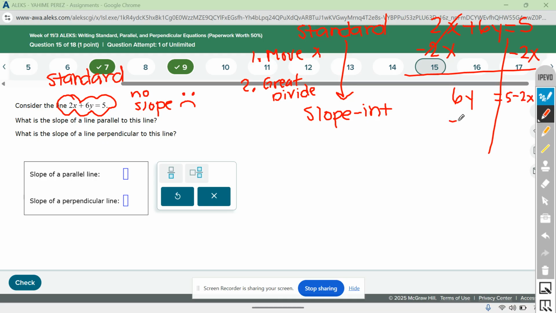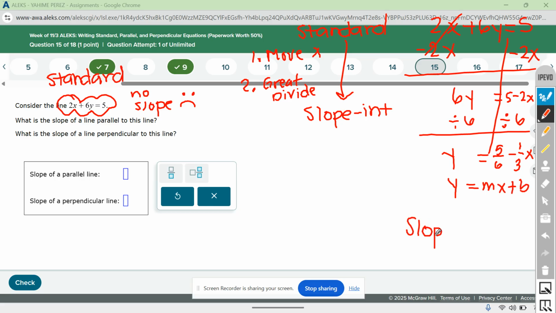We're going to do the great divide. So we're going to divide everything by 6. So we're left with y equals 5 divided by 6 is 5 over 6. And negative 2 over 6 is negative 2 over 6, or you could also simplify it to negative 1 over 3. So here now we have slope-intercept, which is y equals mx plus b. We know our slope is mushed against the x, so in this case it would be negative 1 over 3.